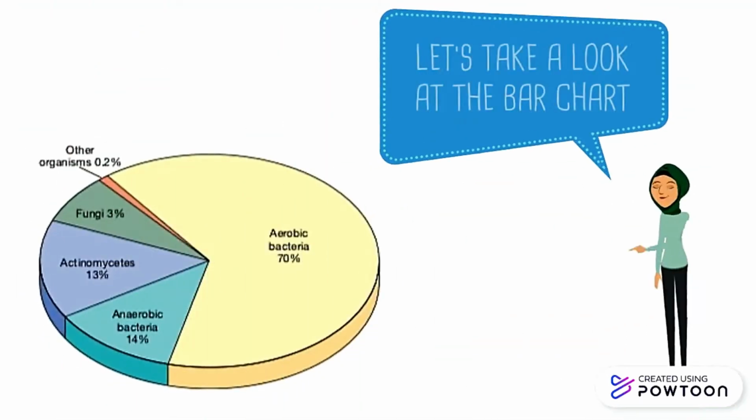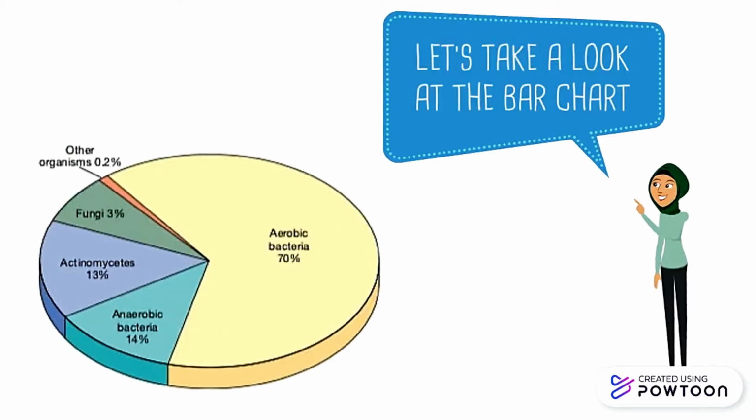Let's take a look at the bar chart. Aerobic bacteria make up 70% of all microorganisms in soil. This is followed by anaerobic bacteria, actinomycetes, fungi, and other organisms. Other organisms here include algae, protists, and viruses.